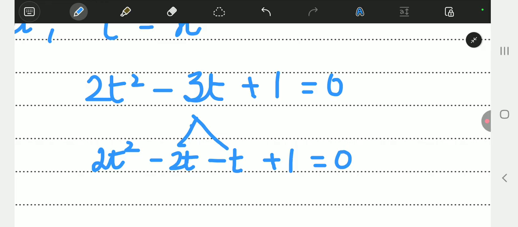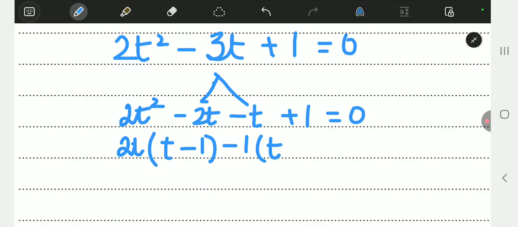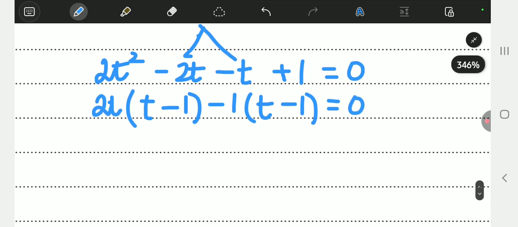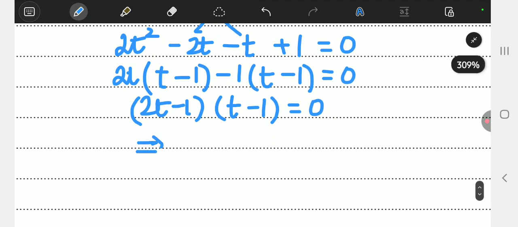Doing this, we make pairs and take common factors. From the first two terms we can take 2t common, and t - 1 is common, so t - 1 = 0. We will be left with (2t - 1)(t - 1) = 0. So this implies t = 1/2 and t = 1.